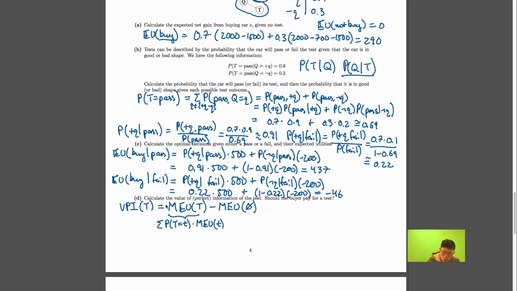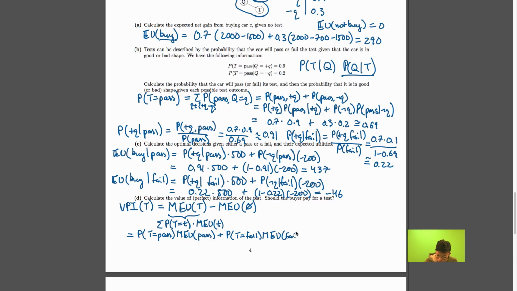Okay, so note the difference between this MEU of capital T, which has some randomness in whether the test passes or not, versus this MEU of lowercase t, in which case there's no randomness in the outcome of the test because we know what the outcome of the test is. Okay, and so let's just write out the numbers. So there's two options, right? The test could either pass or it could fail. So what is the probability that it passes times the maximum expected utility we could gain if it passed, plus the probability that it fails times the maximum expected utility we could get if it fails.